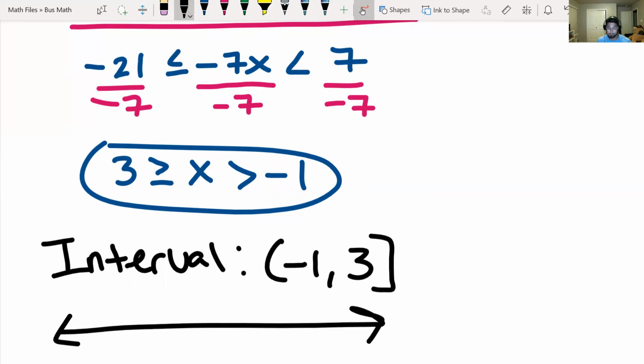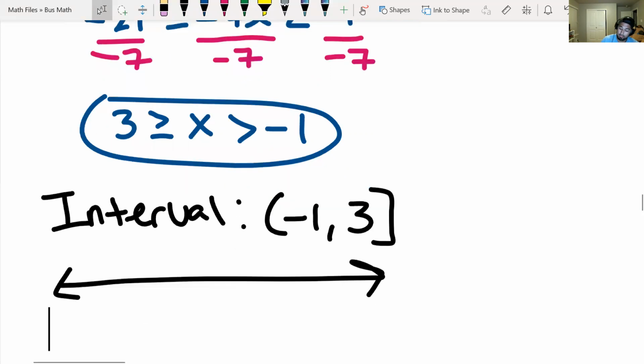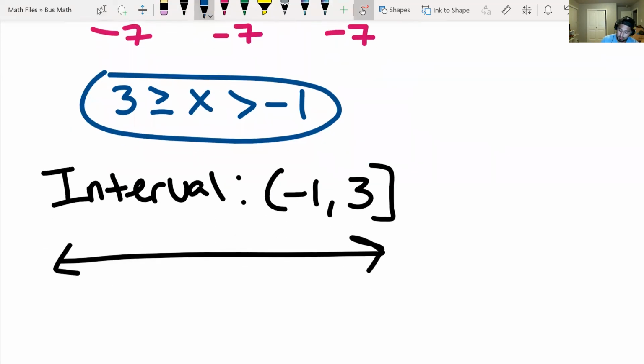And now graph it. Parentheses negative 1, bracket 3. All right, cool. There it is. Looks a little weird, I know, but it's exactly the same thing we've been doing. Just make sure whenever you divide or multiply by negative, you will flip that symbol.